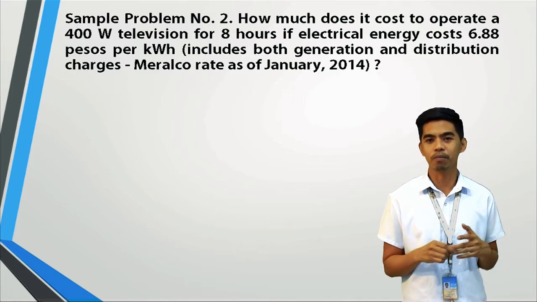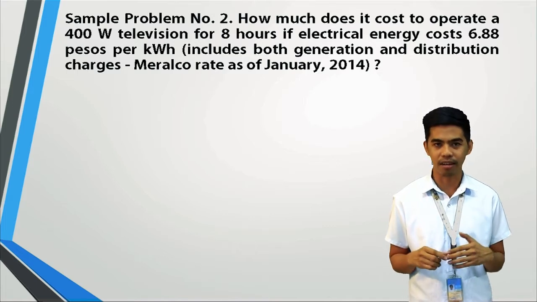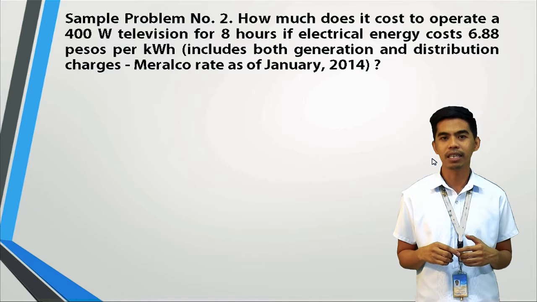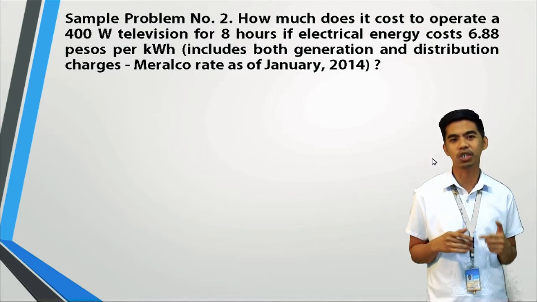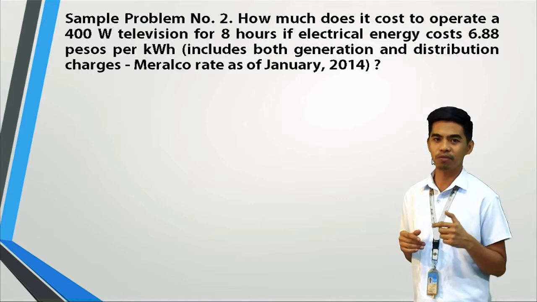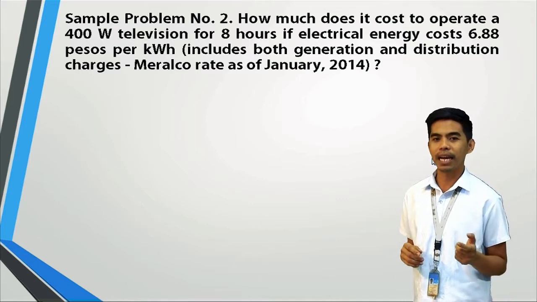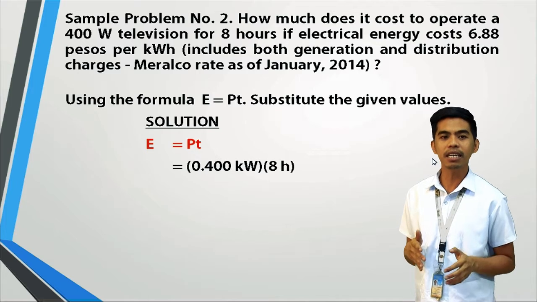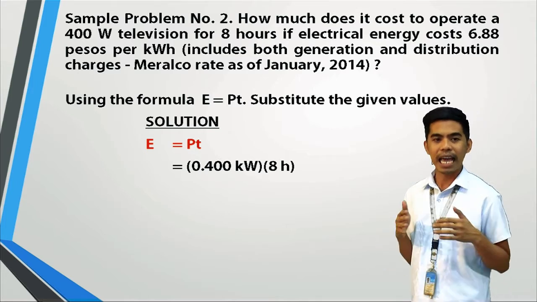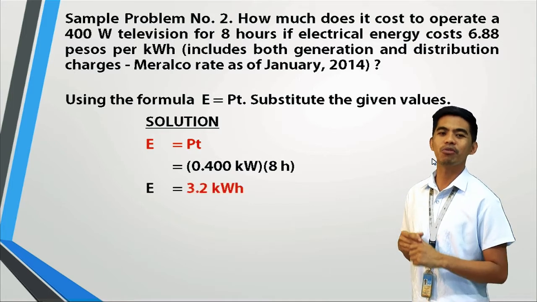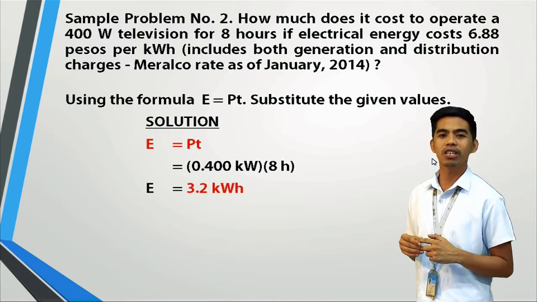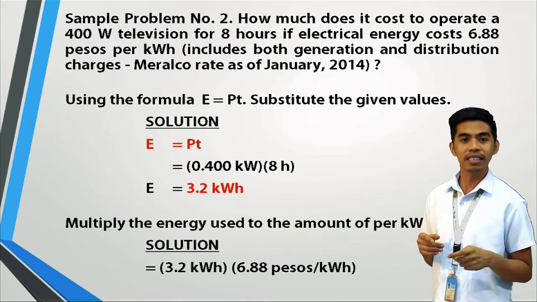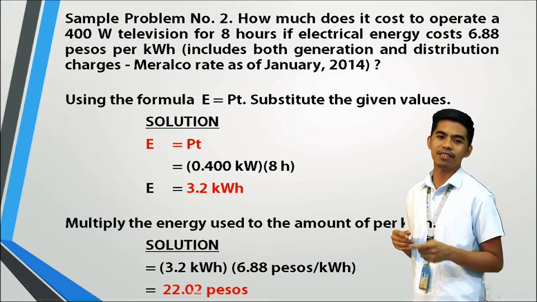Let's move on to sample problem number 2. How much does it cost to operate a 400 watt television for 8 hours? The electrical energy cost is 6.88 pesos per kilowatt hour, which includes both generation and distribution charges according to the Meralco rate as of January 2014. Find the cost to operate. Using the formula E = P × T, substitute the given values. The answer is 3.2 kilowatt hour. In computing the cost, multiply the energy used by the amount per kilowatt hour. The answer is 22.02 pesos.